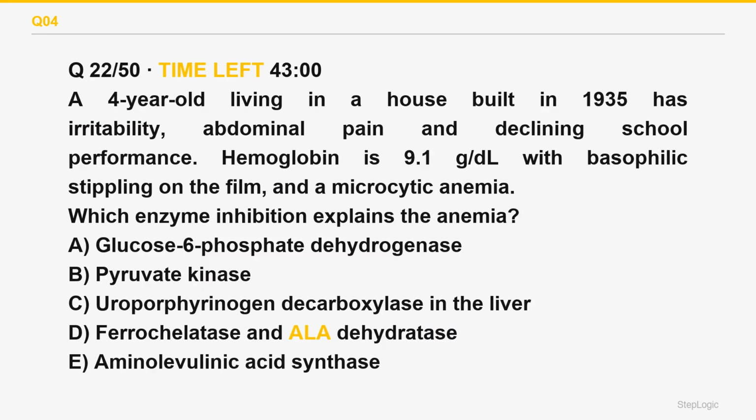Which enzyme inhibition explains the anemia? A 4-year-old living in a house built in 1935 has irritability, abdominal pain, and declining school performance. Hemoglobin is 9.1 grams per deciliter with basophilic stippling on the film and a microcytic anemia.